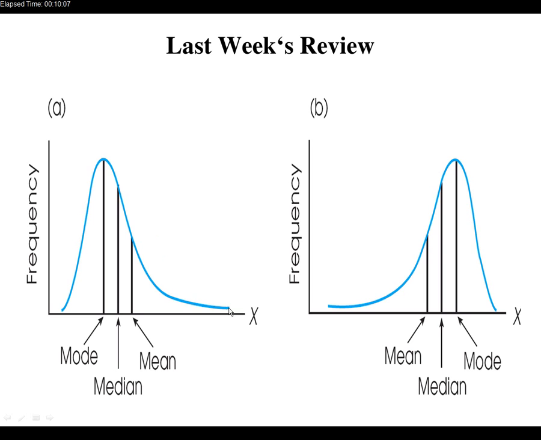So in a positively skewed distribution, the mean is going to be bigger than the median, which is going to be bigger than the mode. And don't forget, in a normal distribution, these things are all going to be in the same place. In a negatively skewed distribution, which is over here on the right, B, the mode is going to be bigger than the median, which is going to be bigger than the mean. And that's just the way it is. Okay, it's always going to be that way.